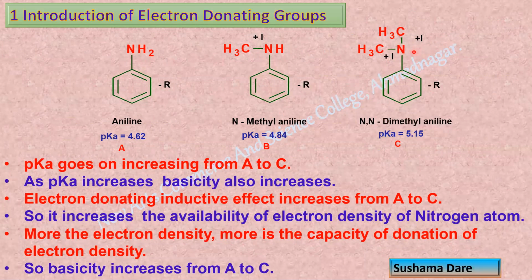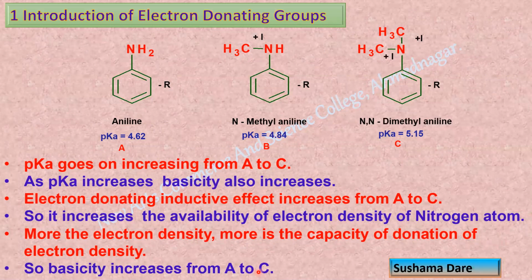So what is the role of electron donating inductive effect? The methyl group donates its electron density towards the nitrogen atom, and hence as the plus I effect goes on increasing from A to C, it increases the availability of electron density on the nitrogen atom. So the more the electron density, the more is the capacity of donation of electron density to a proton. So basicity increases from A to C.